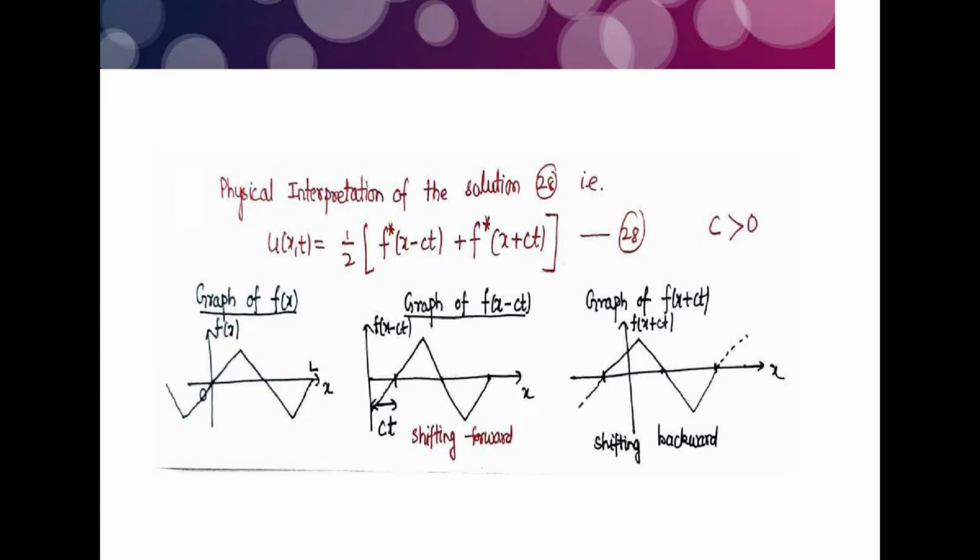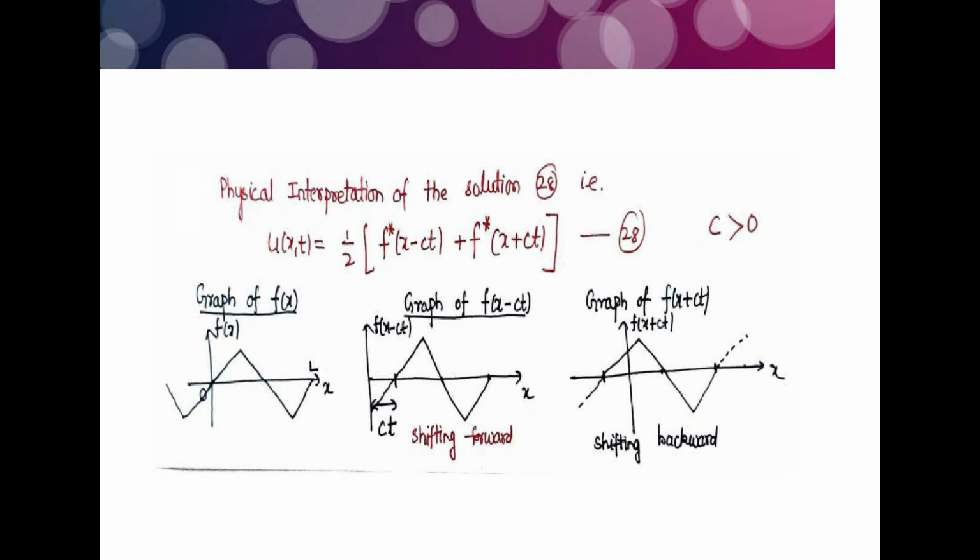Now equation number 28 tells us that the deflection in the string at any point x at any time t can be obtained just by using the initial deflection f of x for any given value of time t and constant c.